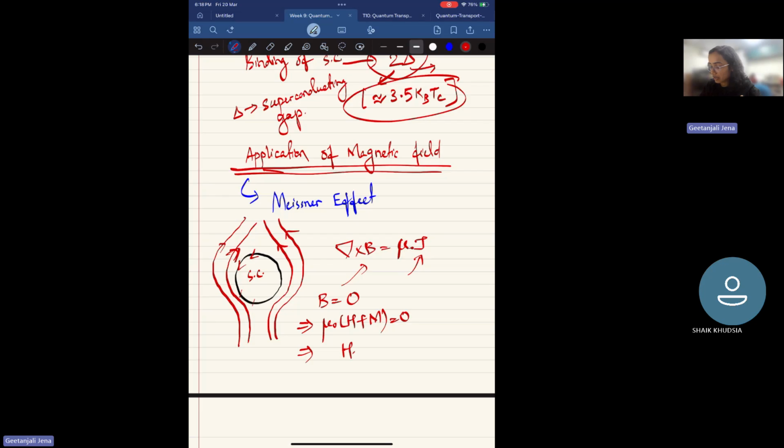So this is the magnetic field intensity, and this we call a magnetic field. So the magnetic field intensity is the negative of magnetization. This is one of the key properties of a diamagnetic material. So that means the superconducting material will behave like a diamagnet if you put it inside an external magnetic field.